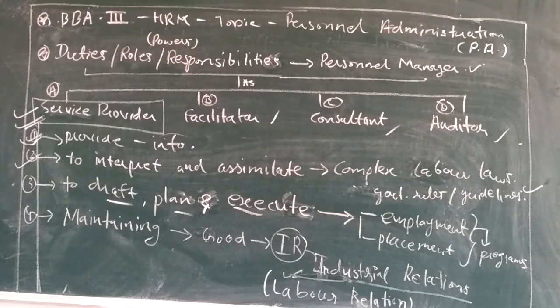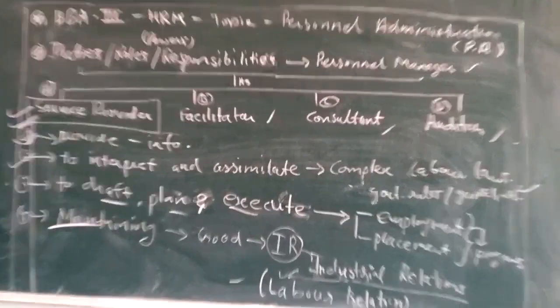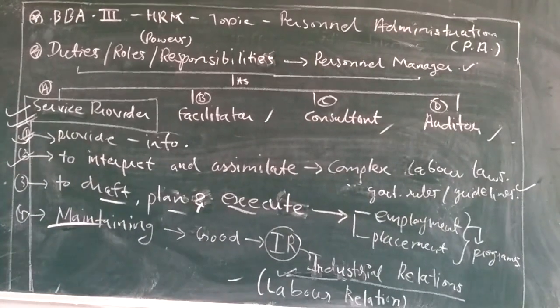Next, number 4, is maintaining good industrial relations. Industrial relations are also called labor relations. Industrial relations mean the relation between trade unions, laborers and the management of the organization. That is, relations within or between laborers or trade union representatives, and the relation between trade union representatives and owners, management, top officials and all.